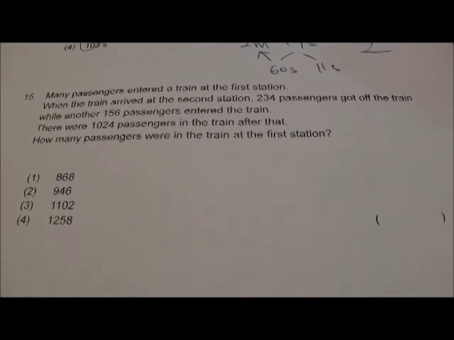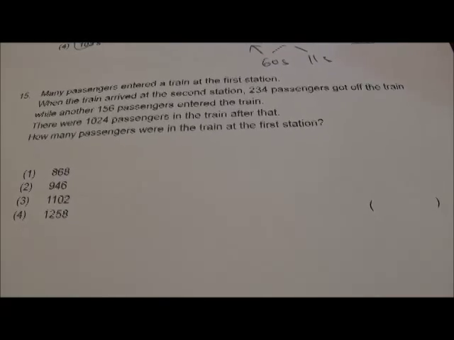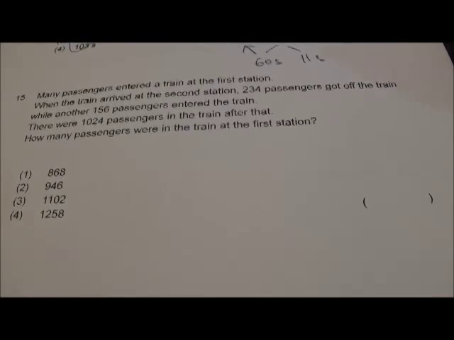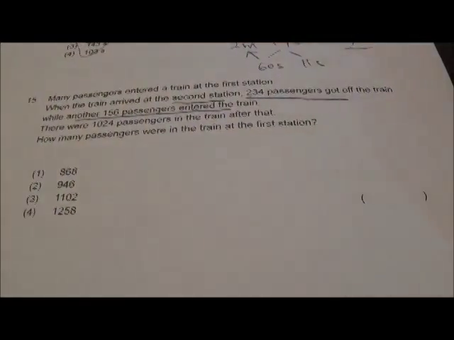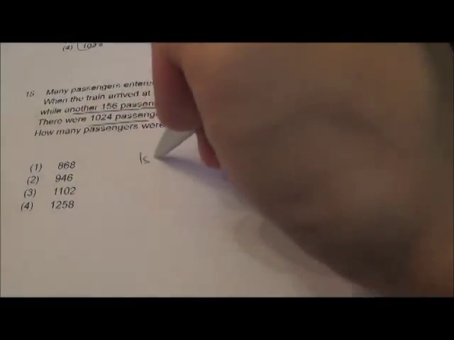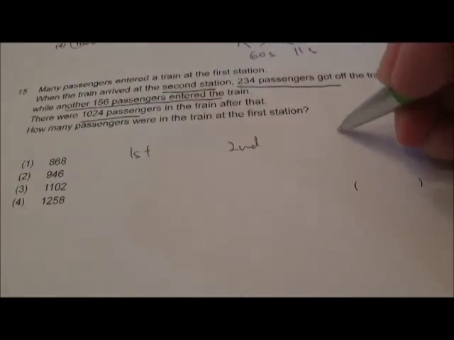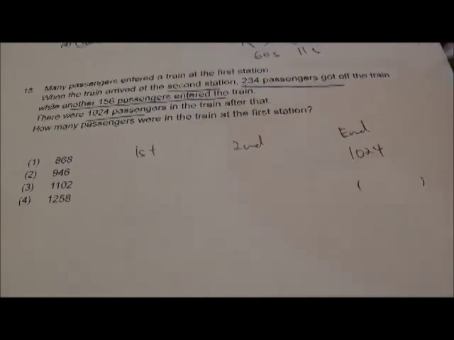Question 15. Many passengers entered a train at the first station. When the train arrived at the second station, 234 got off, while another 156 entered. There were 1024 after that. How many at first? So there's first station, second station, and at the end. So at the end, there were 1024.